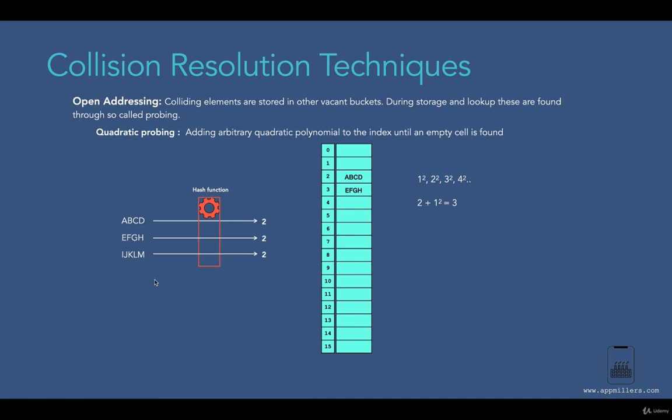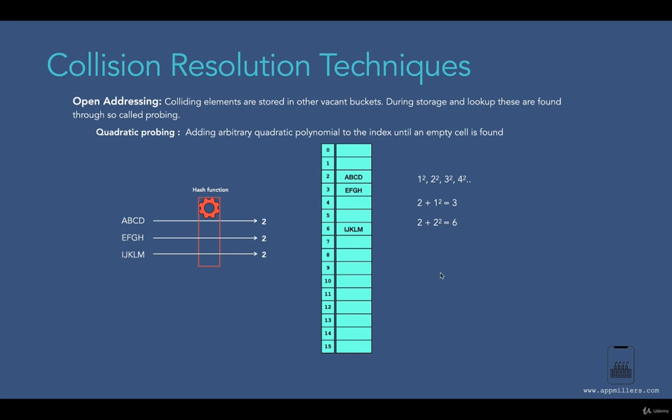In the third case, we repeat the same process. The index is 2, so we sum it with the first quadratic and get 3. But at index 3 we already have another string. This means we need to continue to the next quadratic, which is 2 squared. We add 2 with 2 squared and get 6. We check whether index 6 is occupied, and see that it is empty. So we can successfully insert this string at index 6.